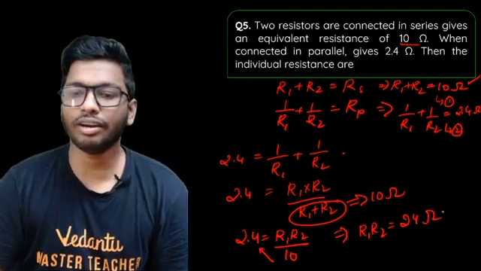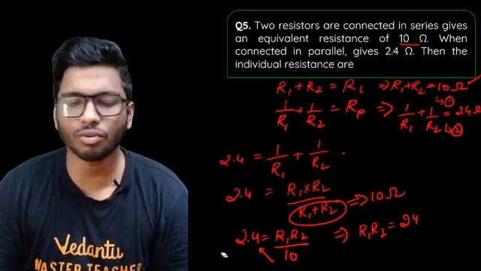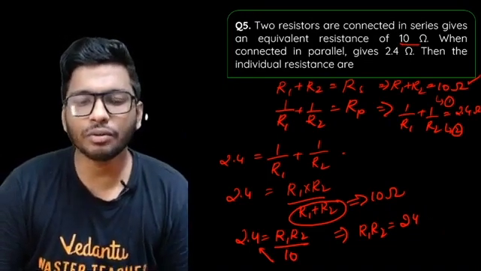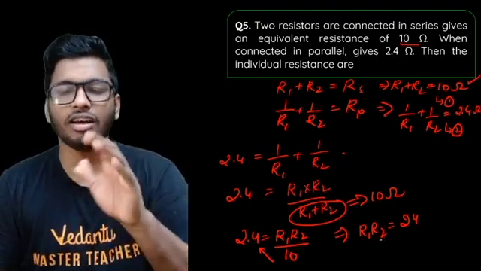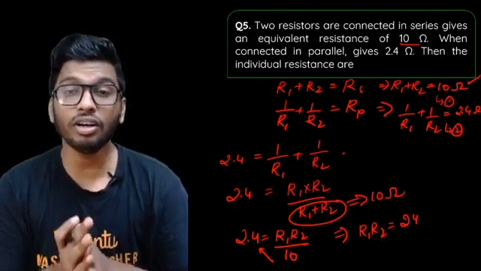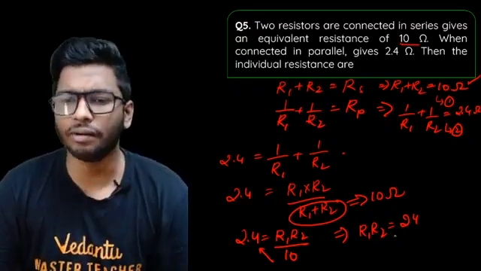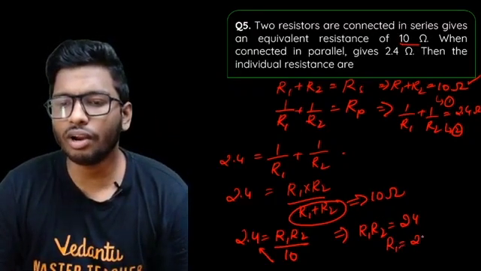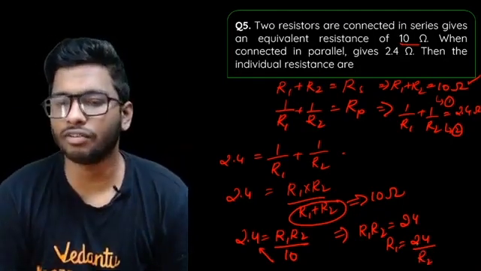All right. So you're going to get 24. I'm going to keep it as 24 right now. Now, I can either find the value of R1 or I can find out the value of R2. So I'm going to find out the value of R1. So R1 is equal to what? 24 divided by R2. Simple. So R1 is equal to 24 divided by R2.